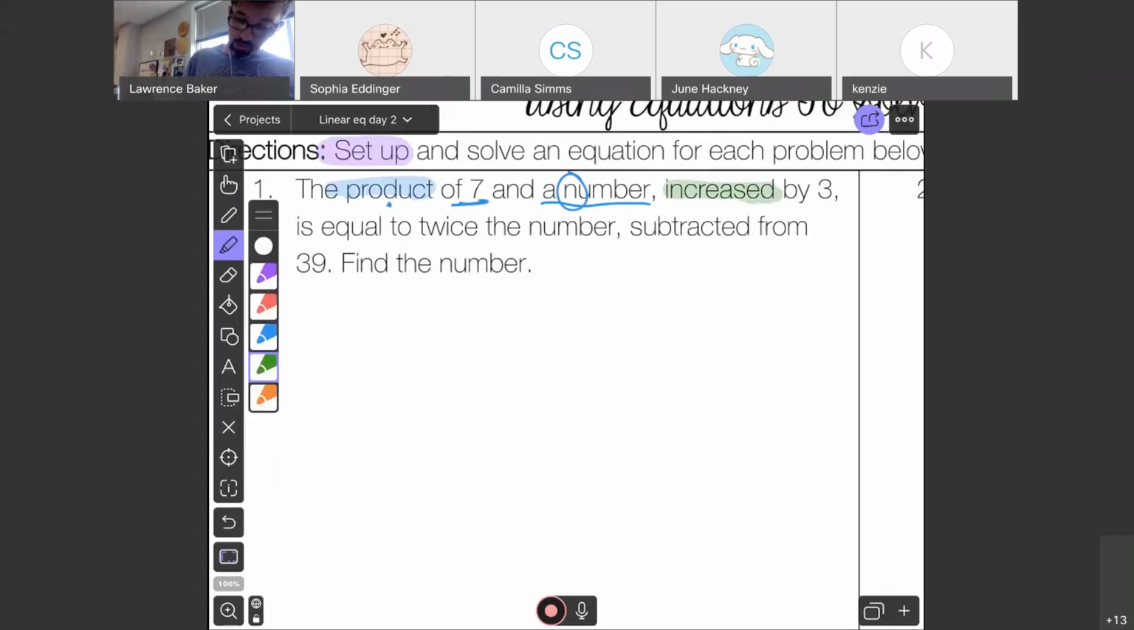is increased by, well, what does increased mean? Oh, I should be adding. Well, what am I adding? I'm adding 3. And it says is equal to, which is really important. Equals, all right? I need an equals. This is supposed to be an equation. I better have an equal sign.